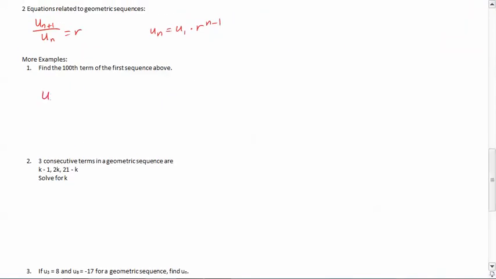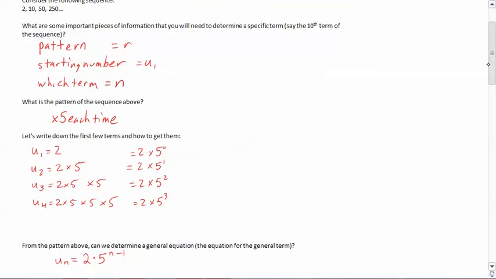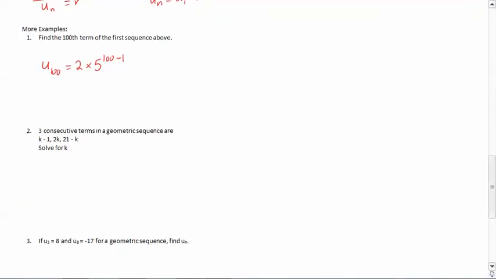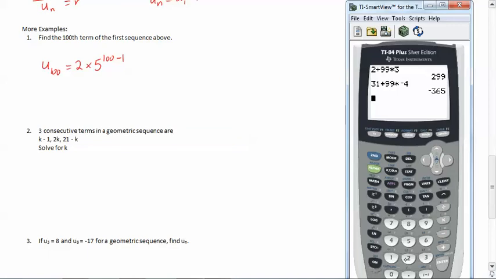So U_100 equals 2 times 5 to the n, which is 100, minus 1. Okay, and that's correct. Double check. 2 times 5 to the n minus 1. Yes, it is. And so now we can just plug that straight into our calculator.